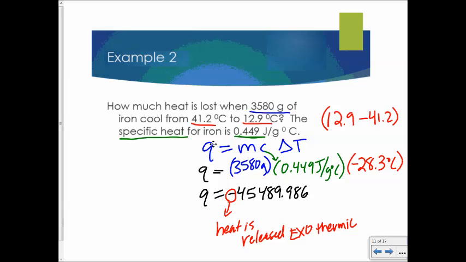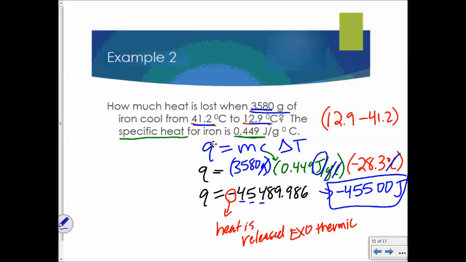Now for significant digits, we have 3, 3, and 3, so I'm going to keep 3. Do I round up to 4 or leave it a 4? Round it up. Put in your filler zeros. Grams cancels with grams, degrees Celsius cancels with degrees Celsius, and we're left with joules. Final answer.